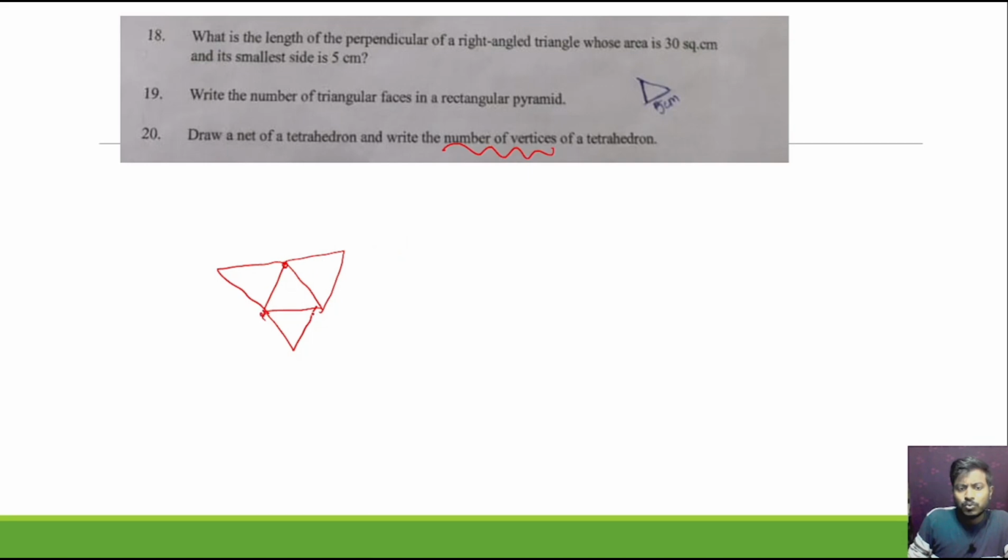If we join them, one comes from the top, so 4. There are 4 vertices. Okay. Next question.